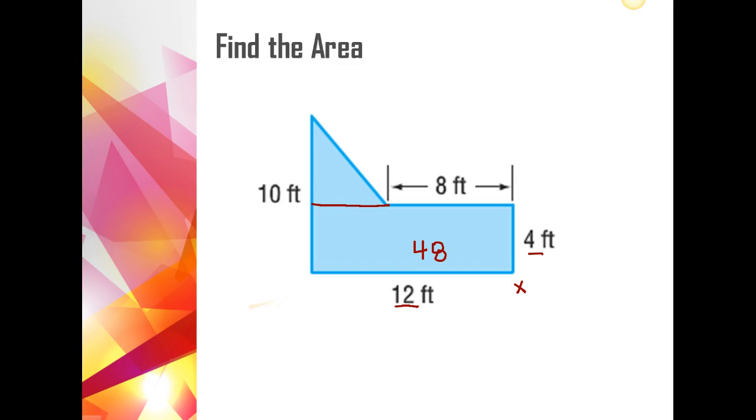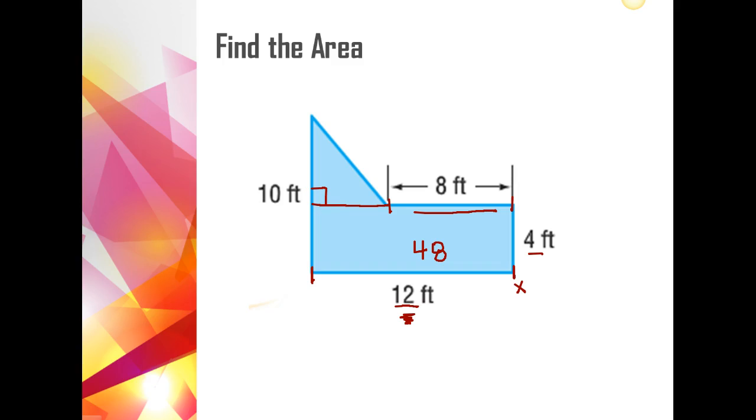To calculate the area of the triangle, we'll need its base and height. To find its base, we can use the opposite side of the rectangle. The full length of the side of the rectangle is 12 feet. From here to here is 8 feet, so we can find the missing piece by subtracting 8 from 12.